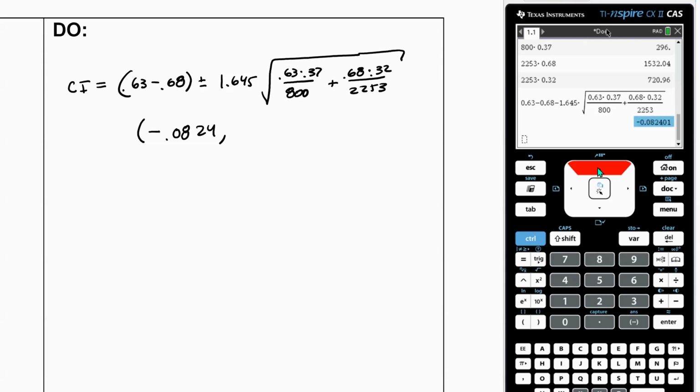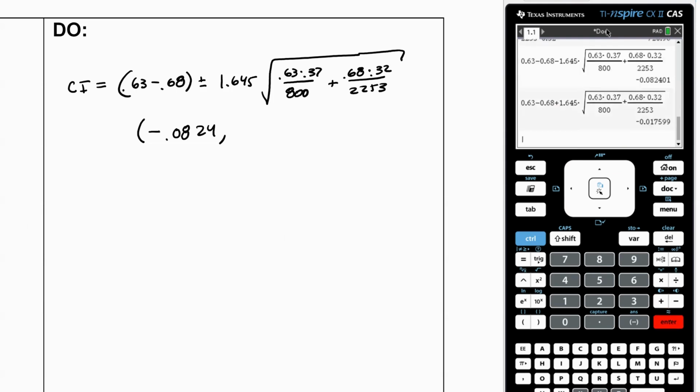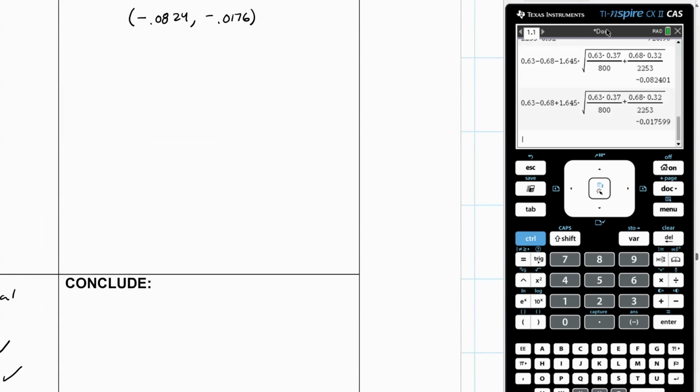And so the difference could be negative because the proportion for adults is larger. Okay, let's get the high end. I'm going to go ahead and change the minus sign before the critical value to a plus sign, and we get negative 0.176. And we're ready to interpret that in the context of our problem.